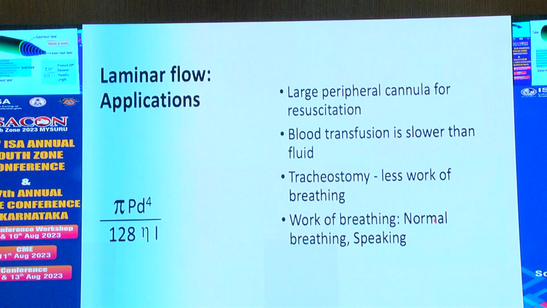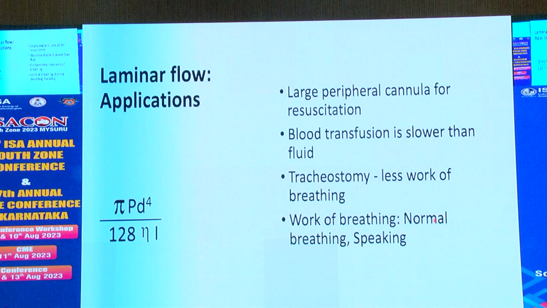Now if you look at the applications of laminar flow, we always choose the larger peripheral cannula for fluid resuscitation because of the bigger diameter, and we don't prefer the central line because of the longer length, based on this formula.